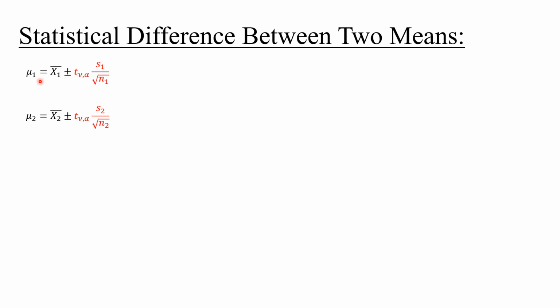So let's go back to our main equations. Our population average was based on the sample average, the t-value, our sample standard deviation, and the number of data. If we have two means, we have two of these equations. If I want to find the difference between the two, I subtract them. mu1 minus mu2, xbar1 minus xbar2, that's the typo, plus the t-value. And here I'm dealing with pooled standard deviation.